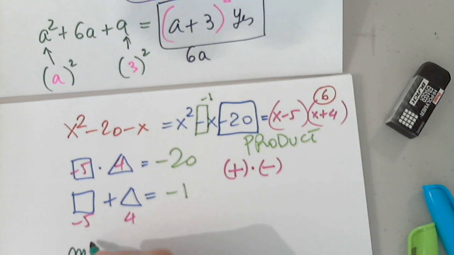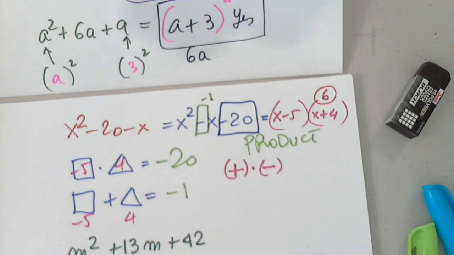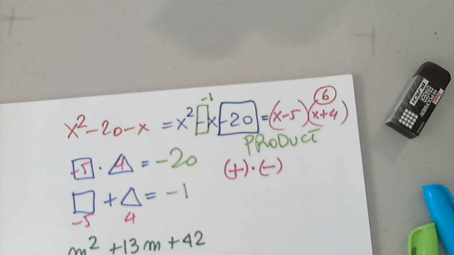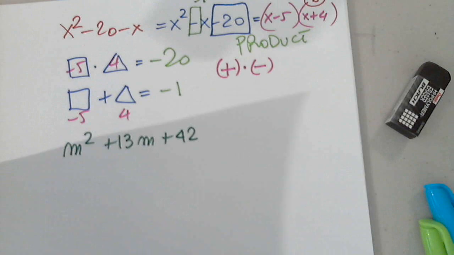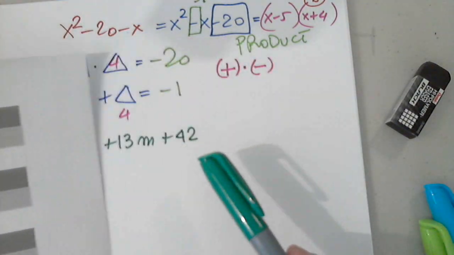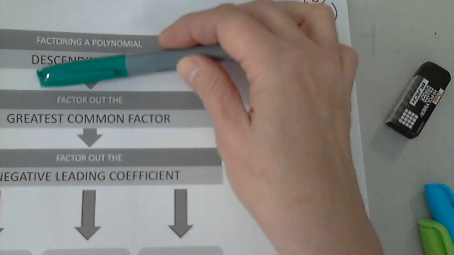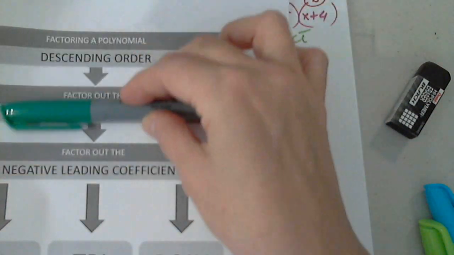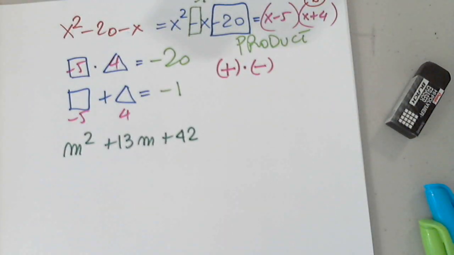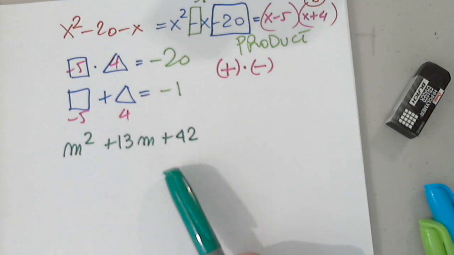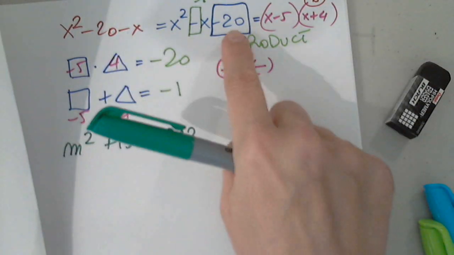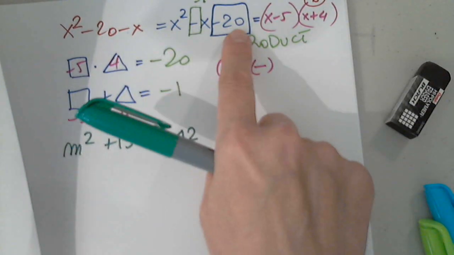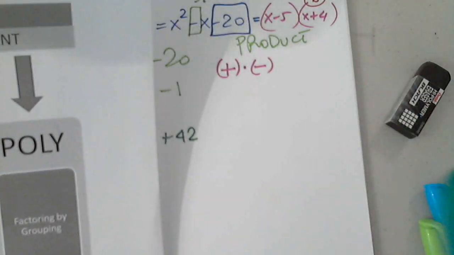Let's say m squared plus 13m plus 42. Descending order, yes. Greatest common factor, no. Negative leading coefficient, no. I never skip these 3 steps. I make my life easier if I don't ever skip those steps. Special product, no. This is not a perfect square. This is, but this is not. So special products do not work here.